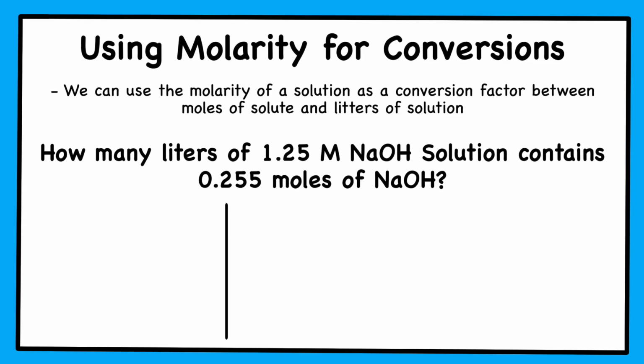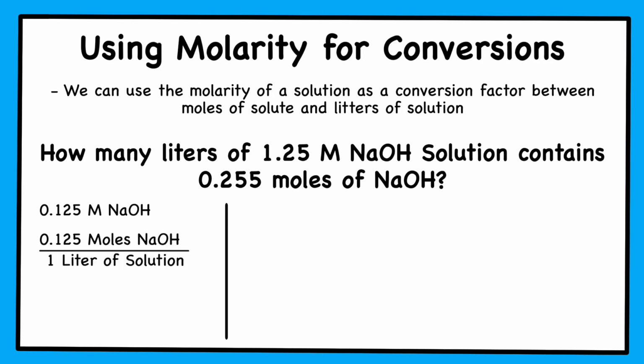My first step would be to identify my givens in this solution, which is 0.125 molar sodium hydroxide, which means there is 0.125 moles of sodium hydroxide per liter of solution. And we have 0.225 moles of sodium hydroxide. Now our goal is going to be to convert our given moles of sodium hydroxide into liters of solution.